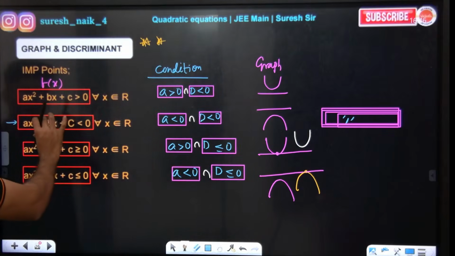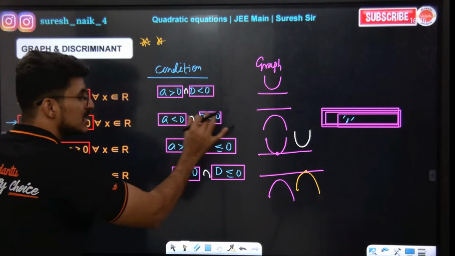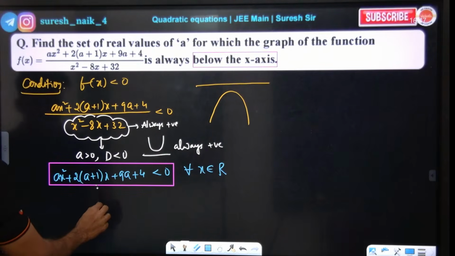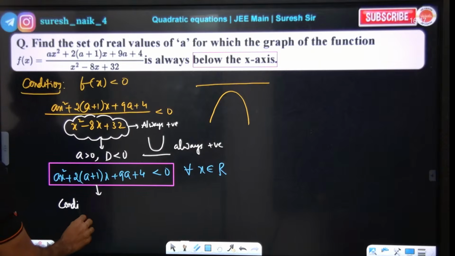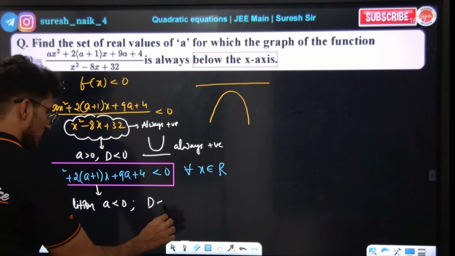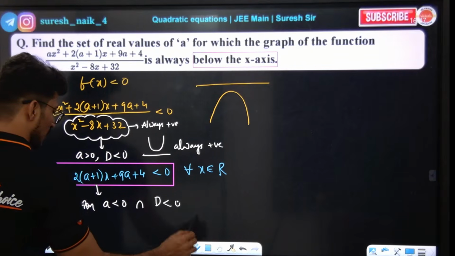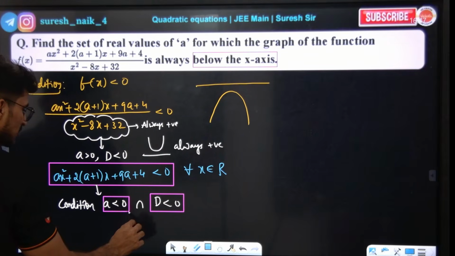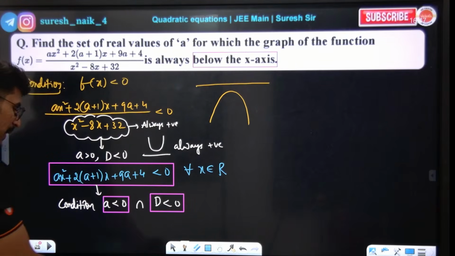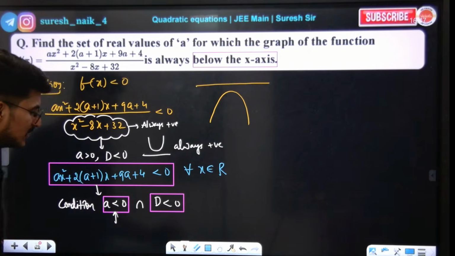So we are using this condition now: A less than 0, D less than 0. Then only the graph will be like this. What is the condition for this? A less than 0 and D less than 0. Simultaneously they should be true. Taking the intersection, you will get the set of all the real values of A. A less than 0 means the leading coefficient of x square is less than 0.